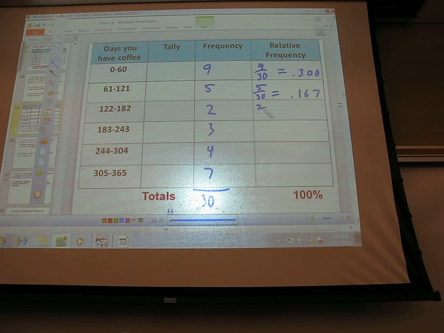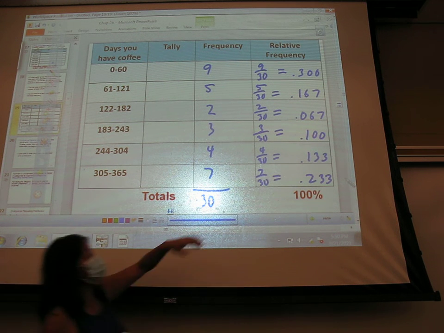This would be 2 out of 30, which is... Oh, I'm sorry, what's it again? 0.067. Great. 3 out of 30, that's easy. 0.100. 4 out of 30, 0.133. 7 out of 30, which is 0.233. Perfect. Good deal. Excellent.